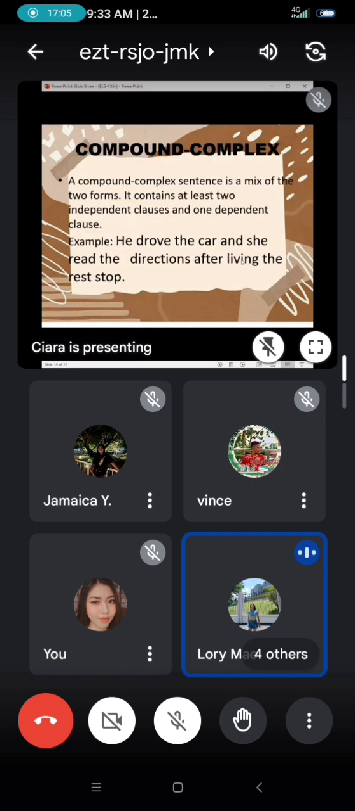Our example there is: he drove the car and she read the directions after leaving the rest stop. He drove the car is our independent clause. The word and there is our coordinating conjunction. She read the directions is our independent clause. After there is our subordinating conjunction, and leaving the rest stop is our dependent clause. Next slide, please.